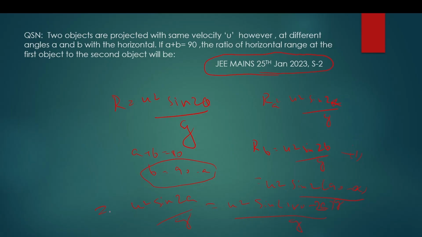So if we do the ratio of R_A by R_B, we are getting u square sine 2a by g divided by u square sine 2a by g. We are cancelling it and getting the ratio of 1:1. So the ratio of the horizontal range of the first object to the second object will be 1:1. It's a very important question, a really standard question.